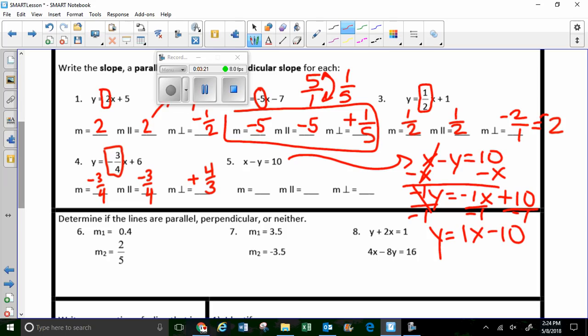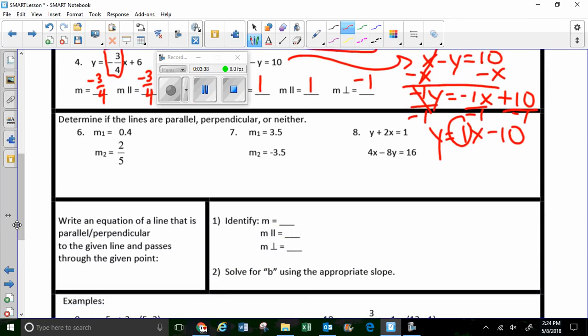So now I can tell the slope is positive 1. So the slope of a line parallel to it would also be 1. And then if I were to flip 1, well, if I flip 1 over 1, it's still just 1. So really, I'm just changing the sign here. So there we go. Since we know these facts about the slopes of parallel and perpendicular lines, we can just look at two slopes and determine whether they are perpendicular, parallel, or neither.